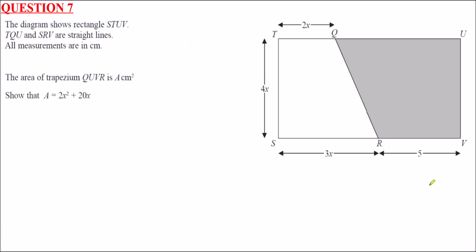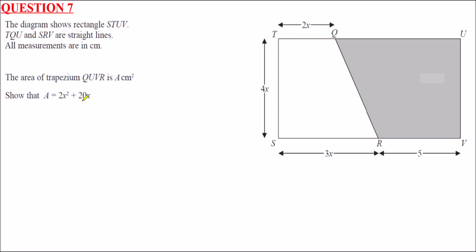Question 7, we've got a diagram showing a rectangle STUV here. TQU, this bit here, T to Q to U, that's a straight line, as is SRV. So it's just saying as well it's a rectangle. The area of trapezium QUVR, which is shaded grey, is A centimetres squared. And we need to show that A, which is the area, is 2x squared plus 20x.